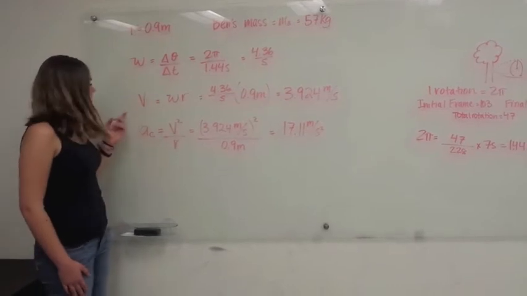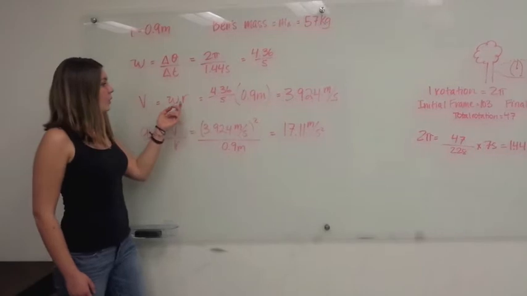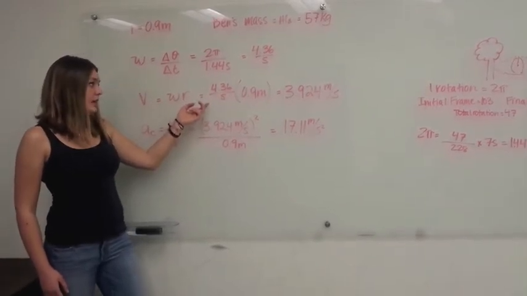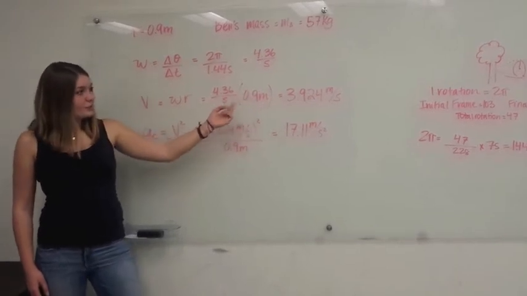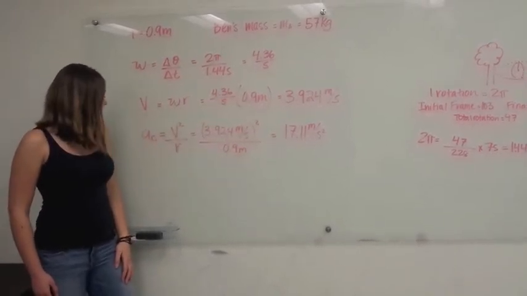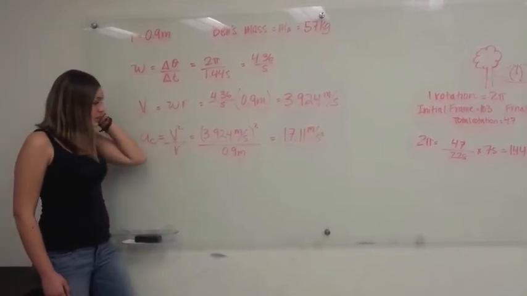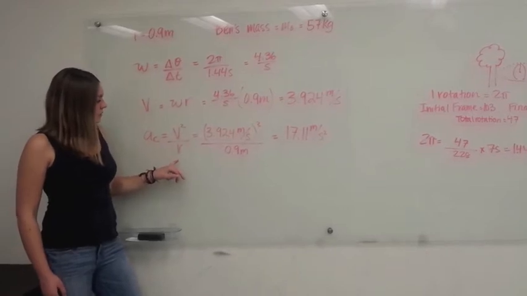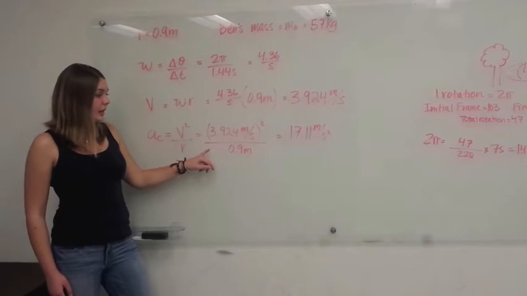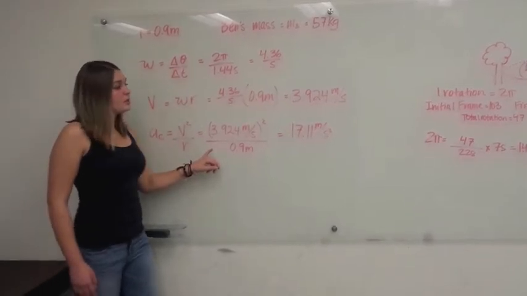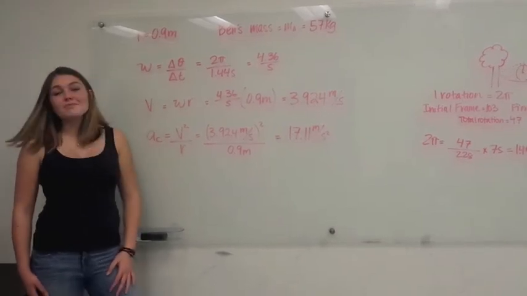Then we found the average linear velocity, which is omega times r, or 4.36 radians per second times 0.9 meters, which was 3.924 meters per second. Last, we found the centripetal acceleration, which is v squared divided by radius. So we squared 3.924 meters per second and divided by 0.9 meters, which was 17.11 meters per second squared, to find the centripetal acceleration.